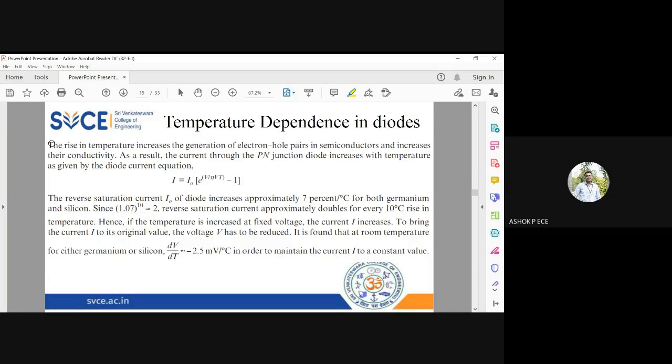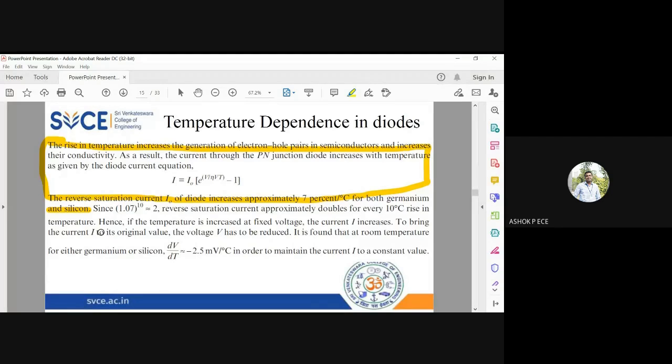So this is the general diode current equation: I is equal to I naught e power v by eta Vt minus 1. And the reverse saturation current increases 7% per degree Celsius for both germanium and silicon. As you know, in reverse bias, when you increase the temperature, the reverse saturation current is going to increase. So they have said it is going to increase 7% per degree Celsius. So for every 10 degrees Celsius, it is going to double.